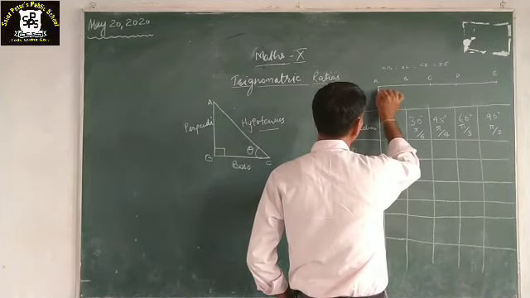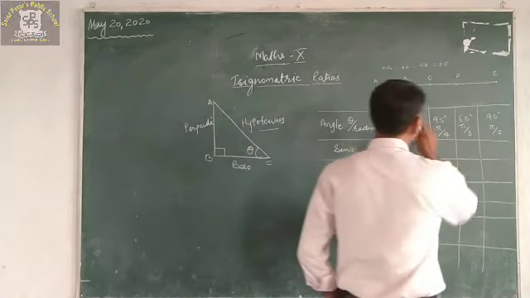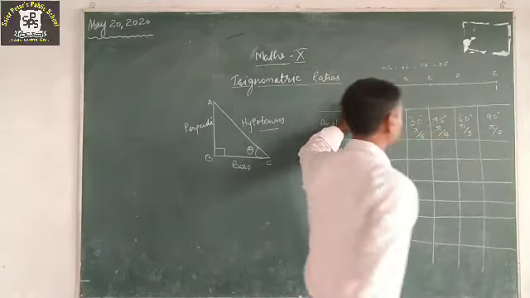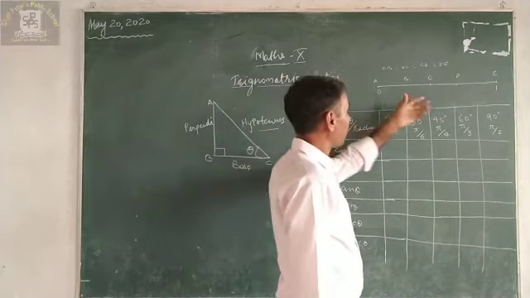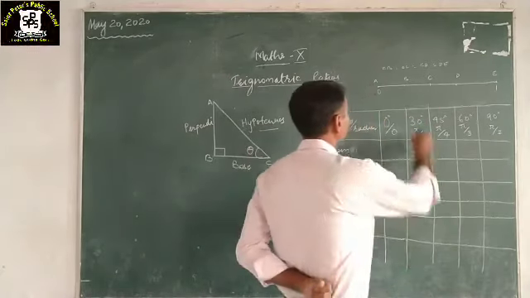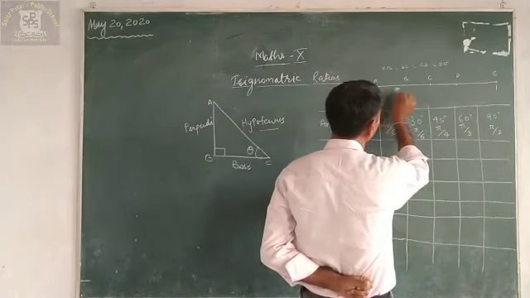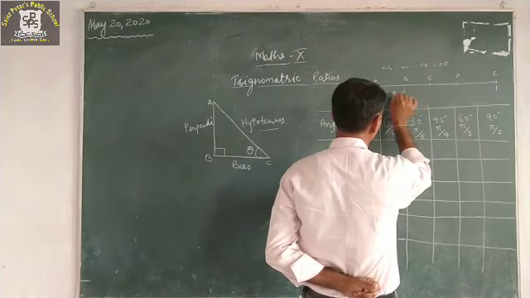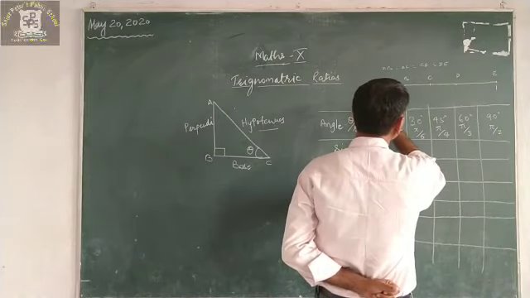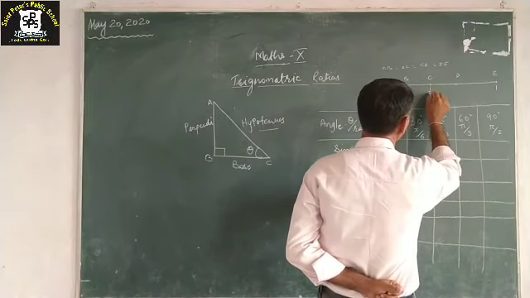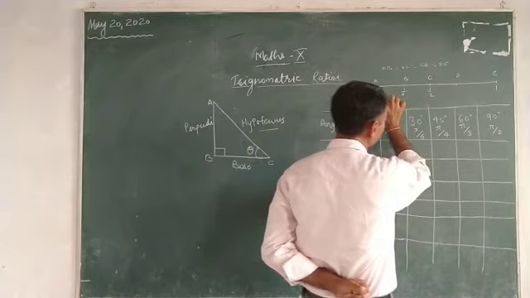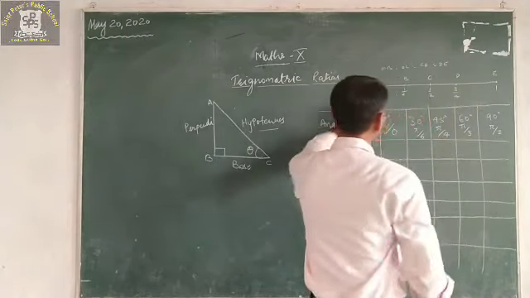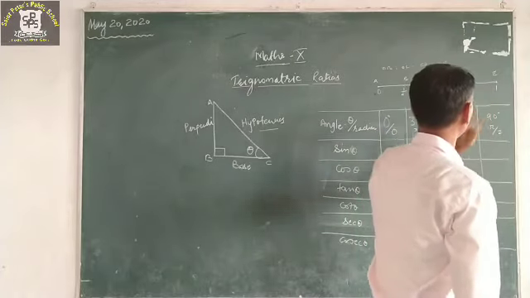If I start from point A, it's 0, and the distance from point A to E is 1 unit, and I have divided it into 4 equal parts. So the distance from A to B is 1 upon 4. The distance from A to C is 1 upon 2, the distance from A to D is 3 upon 4 units, and the distance from A to E is 1 unit.